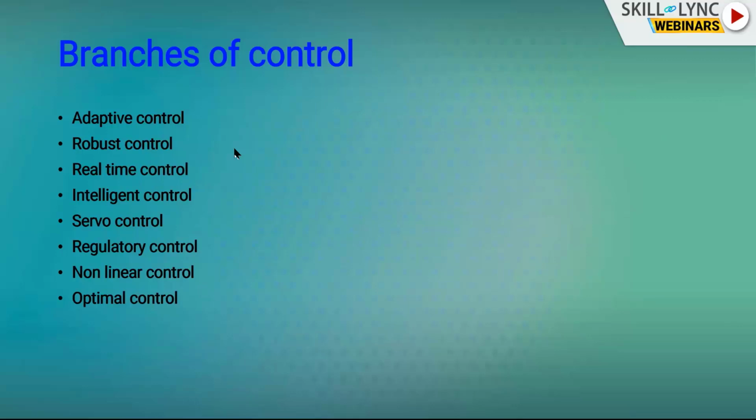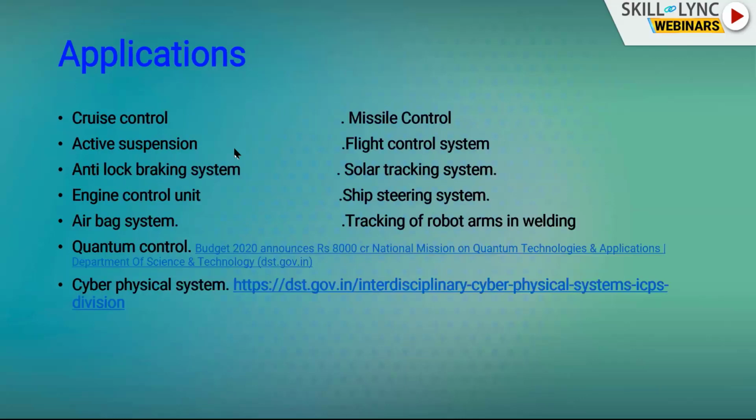Nonlinear control, the system have nonlinear properties. It is difficult to control. Therefore, we will go for nonlinear approach. Next one is optimal control, flight optimization, flight trajectory optimization. So here we are going to have one objective and we have to choose the control parameters to reach the objective. Okay, applications. We have cruise control.